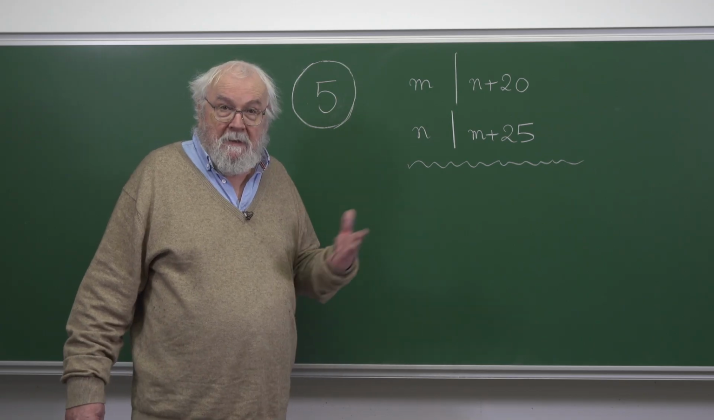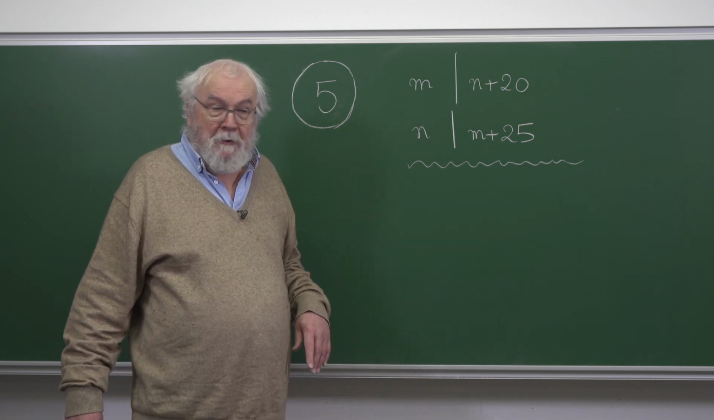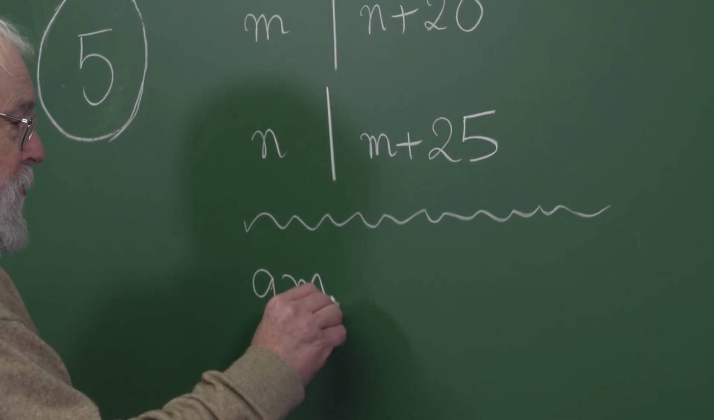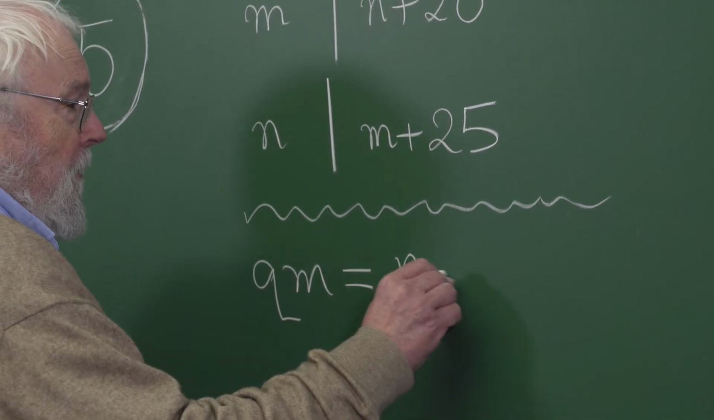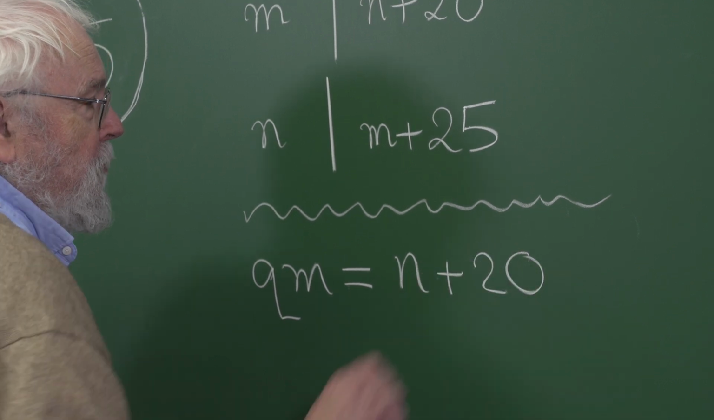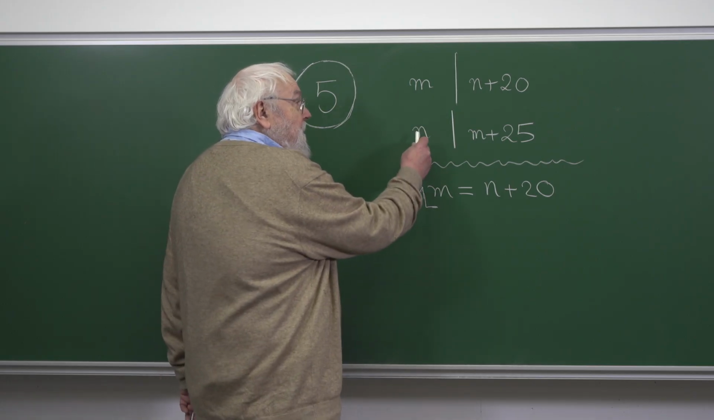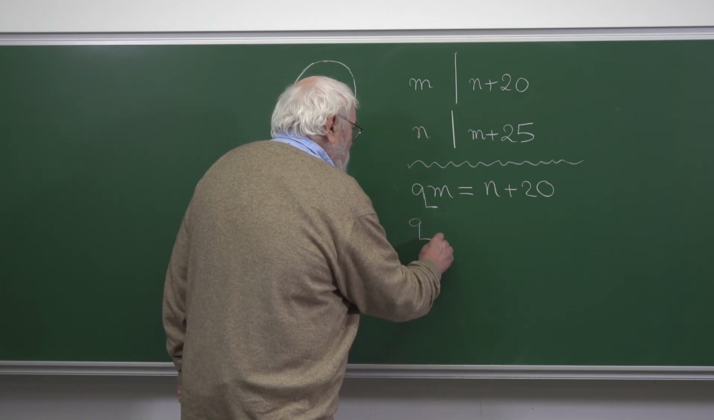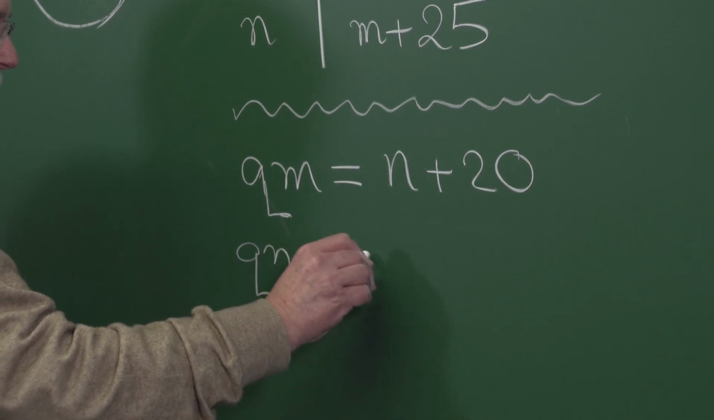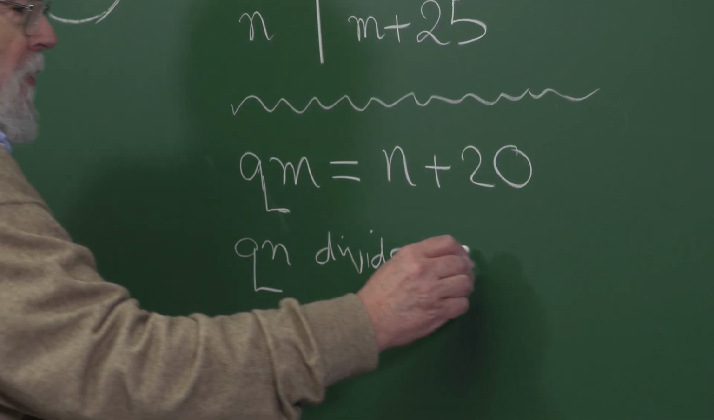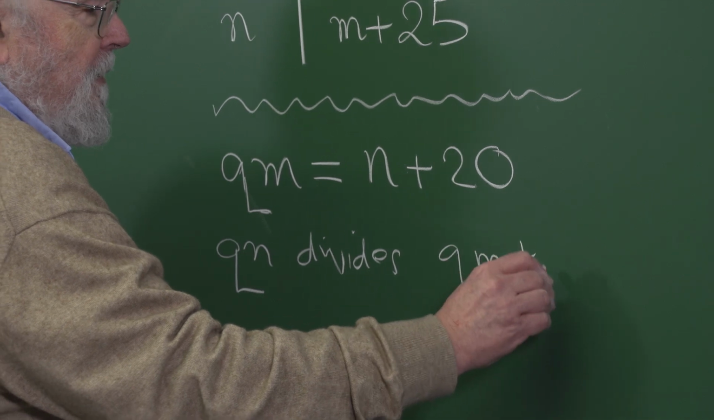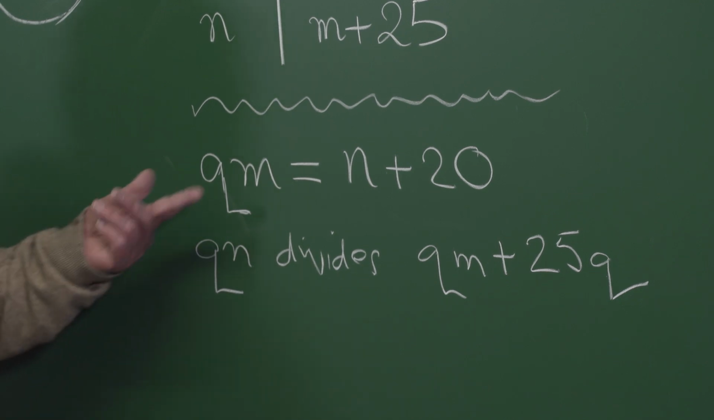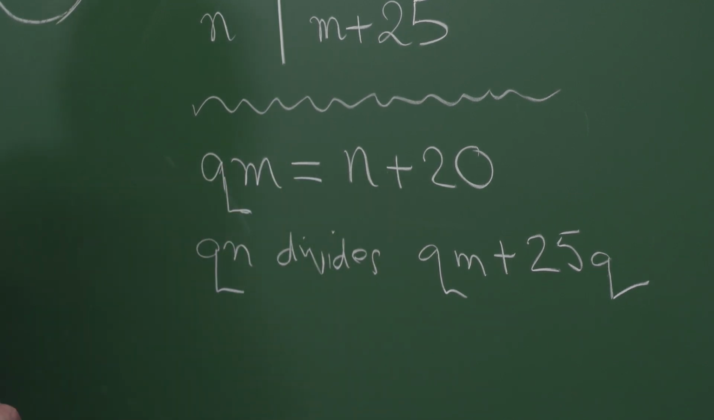So let's translate it into language that doesn't involve the big vertical line. So some positive integer q times m is equal to n plus 20. Since n divides m plus 25, it follows that qn divides qm plus 25q. But now we've got a way of getting rid of qm. It's equal to n plus 20.